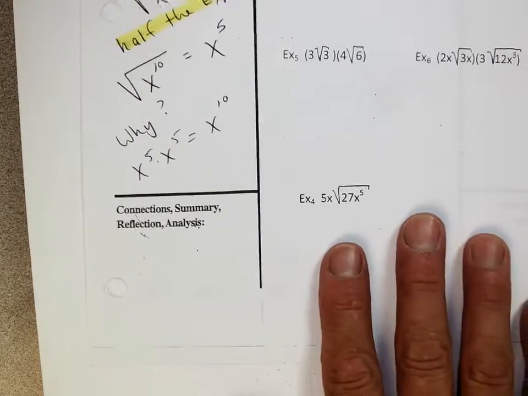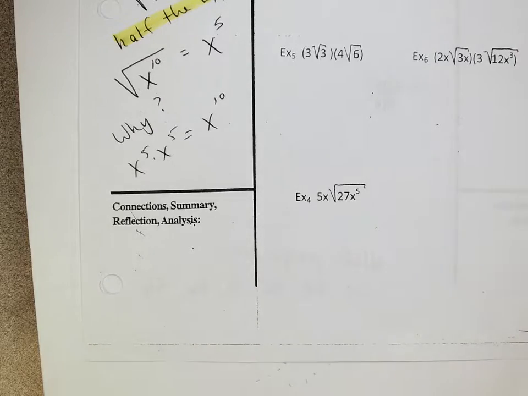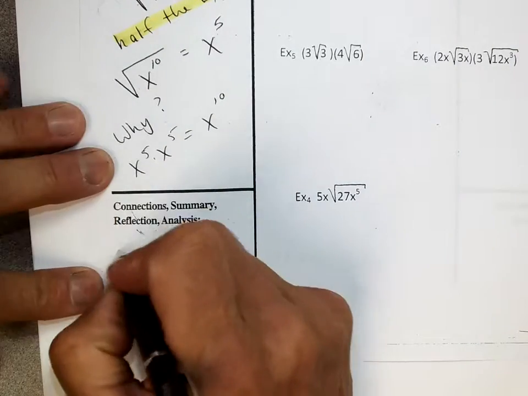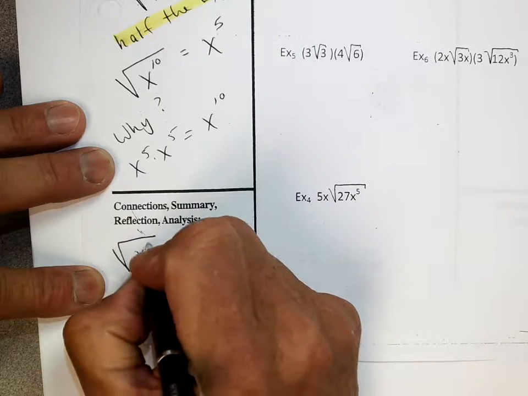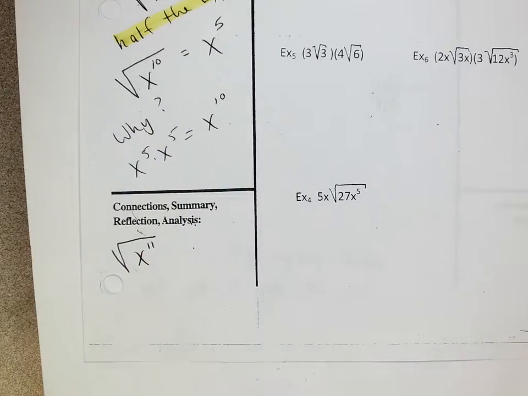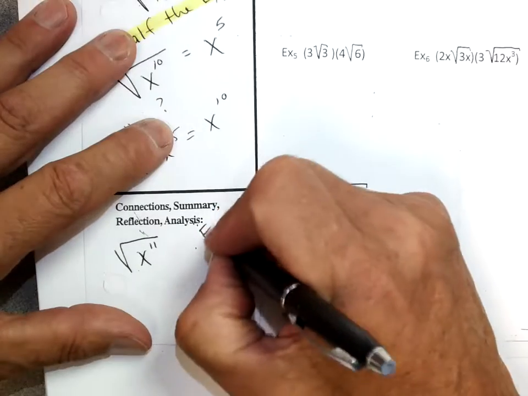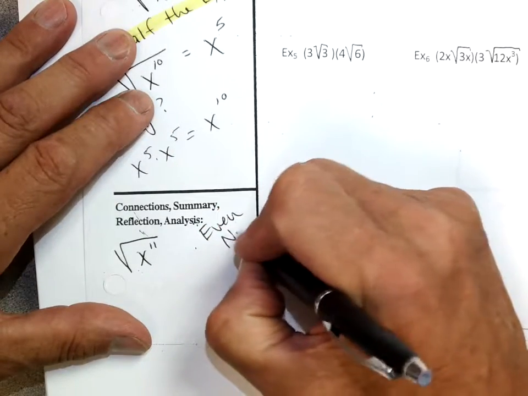I want to show you here in this very bottom box, if it's not an even exponent. If I had the square root of x to the 11th, we're not going to put 5.5. What we want to do is we need an even number, or an even exponent.